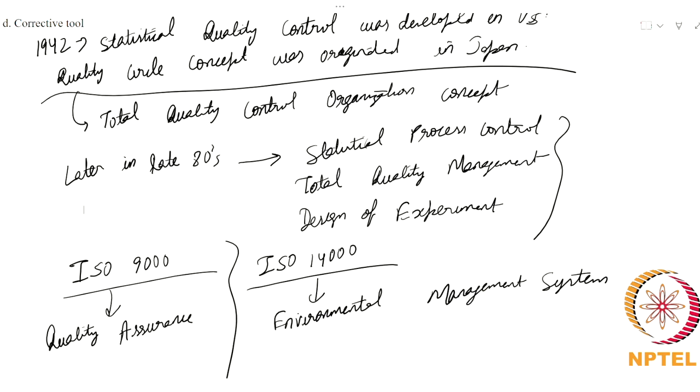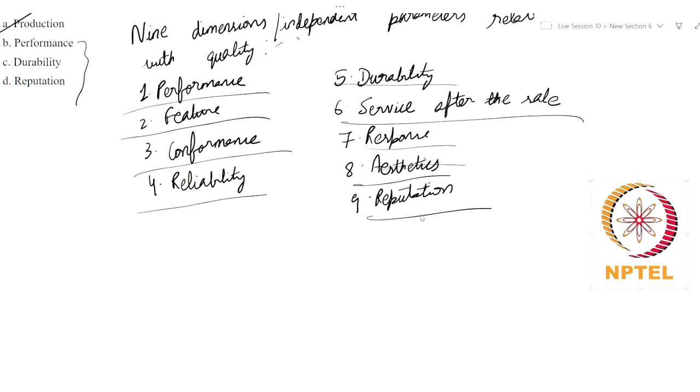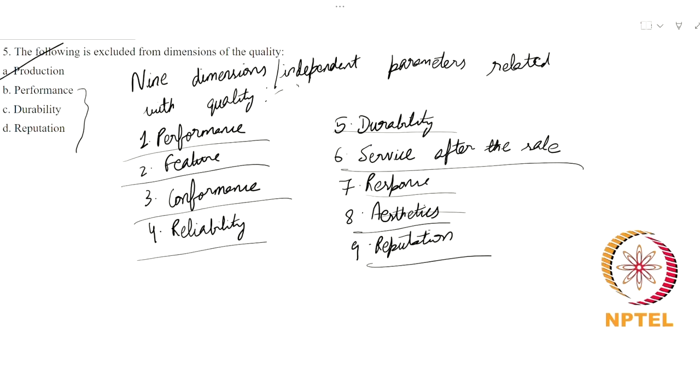We discussed a little bit about quality assurance. These are the 9 dimensions or independent parameters related to quality: performance, features, conformance, reliability, durability, service after sale, response, aesthetics, and reputation.